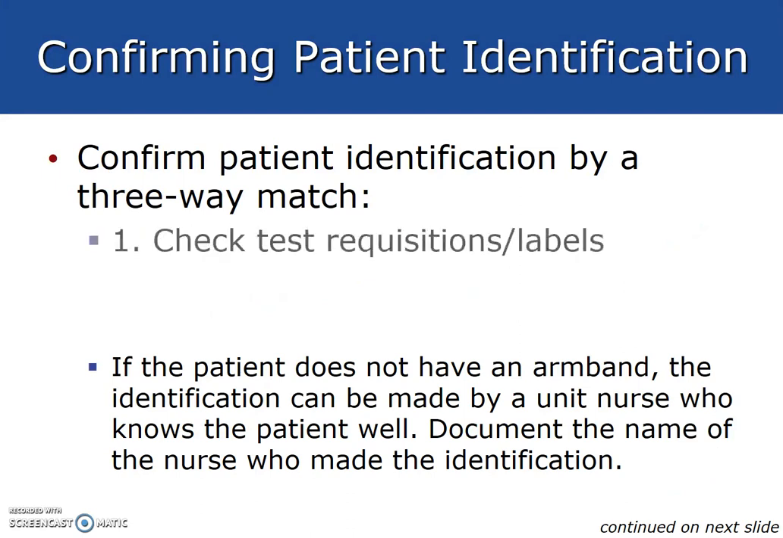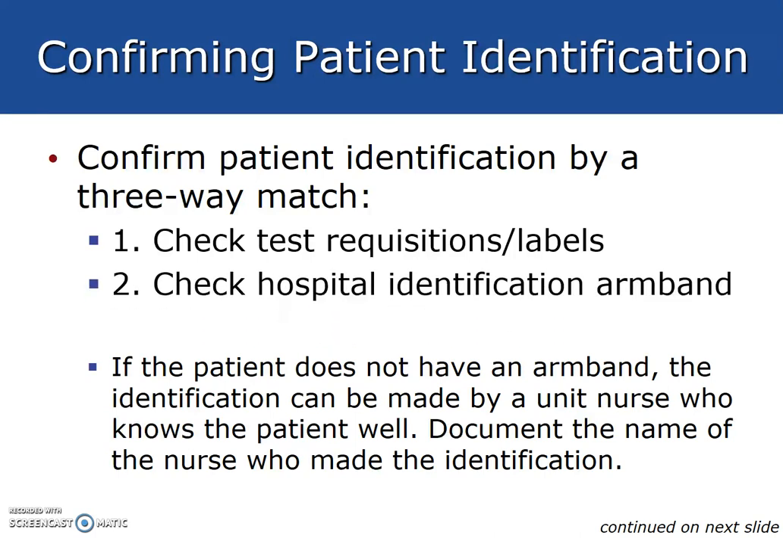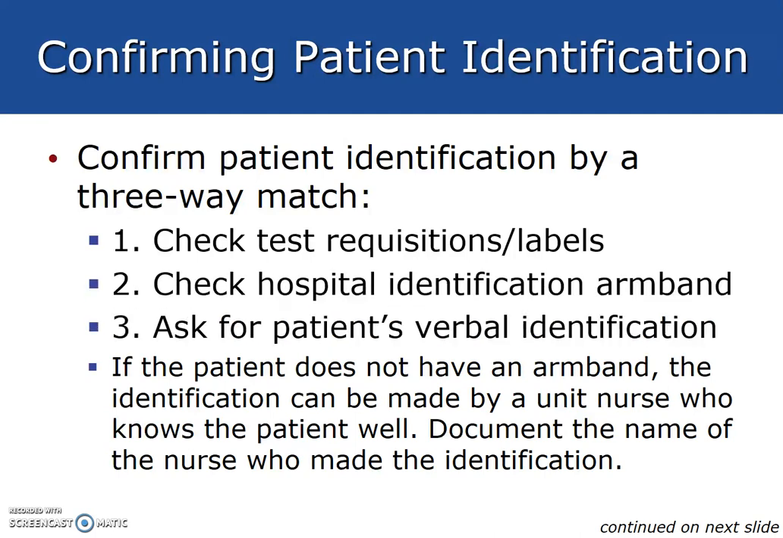For patient identification by 3-way match, we're going to check the test requisition and labels, check the hospital identification armband, and then also ask for the patient's verbal identification. If the patient does not have an armband, the identification can be made by a unit nurse who knows the patient well. Document the name of the nurse who made the identification on the requisition.